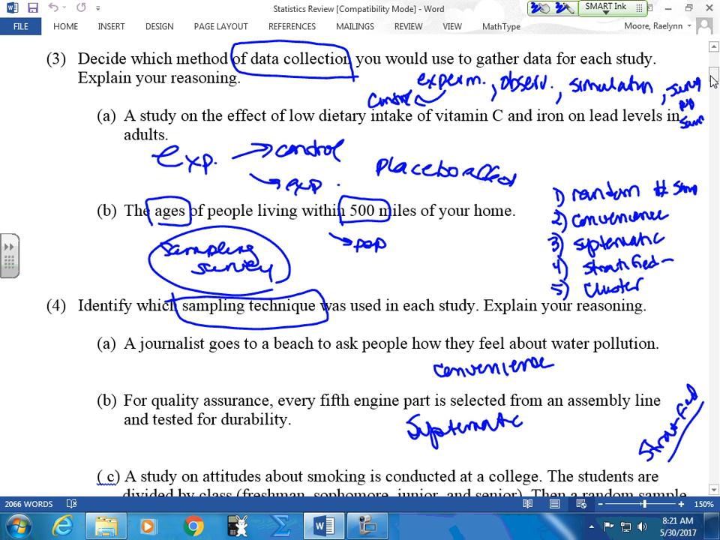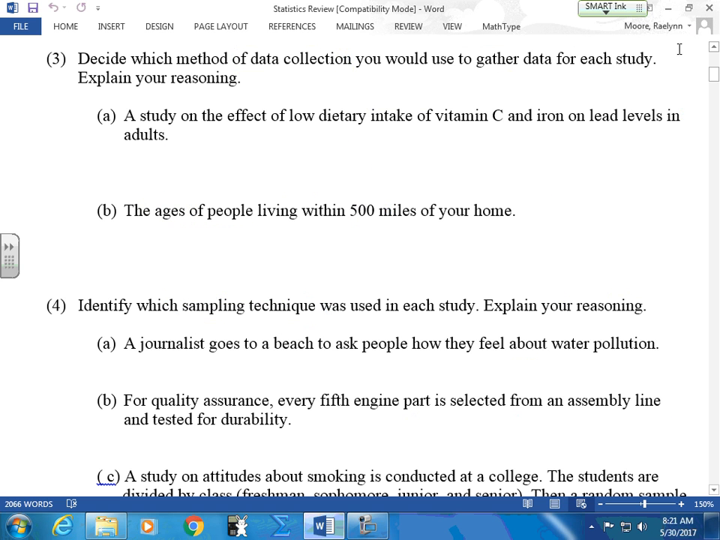Great 2-point multiple choice questions here. Questions? All right, let's get the next one set up because you will see a graph.